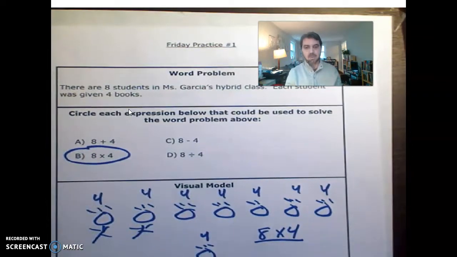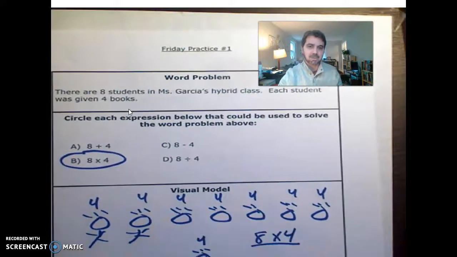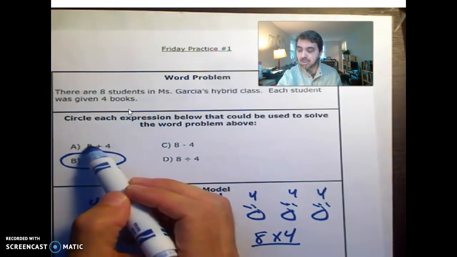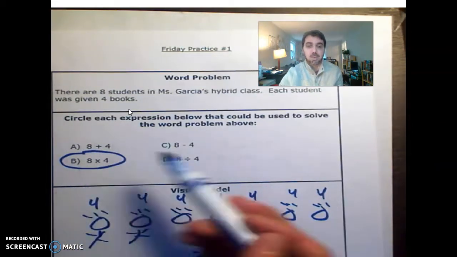Okay? So I did a model just to help me, but you may not have had to draw a model, just to visualize, wait, there's 8 students. Each student was given 4 books. It doesn't say that there were 8 students or 8 books and then 4 more books. That doesn't make any sense, right? That's not what it says.